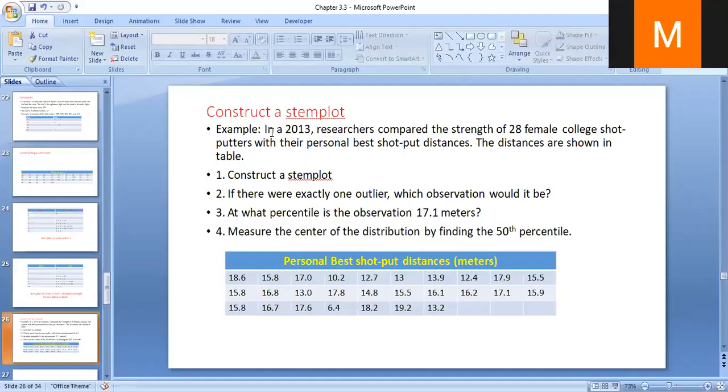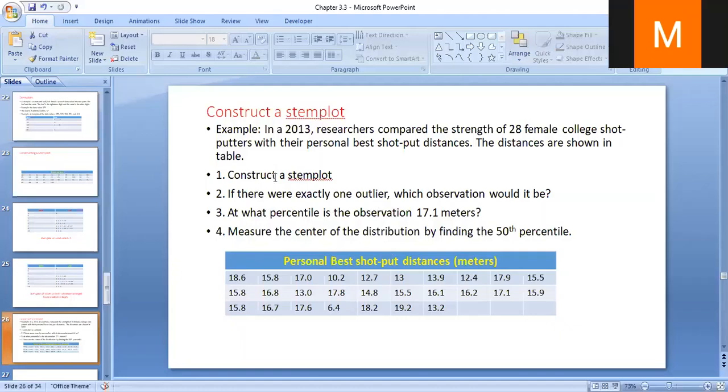Now, in the example, in 2013 a researcher compared the strength of 28 female college shopkeepers with their personal balance. Construct the stem plot. If there were exactly 1 area, which observation would it be? At the 1 percentile, the observation is 17.5 meters. Measure the center of distribution by finding the 50th percentile.